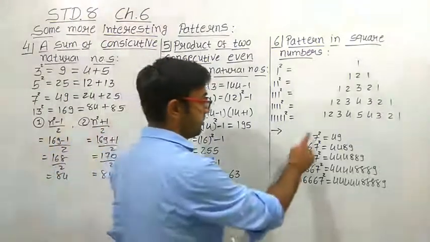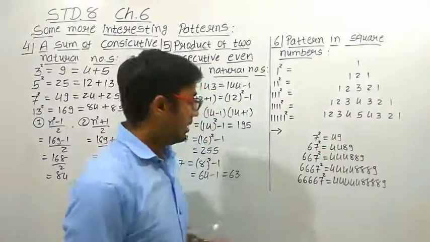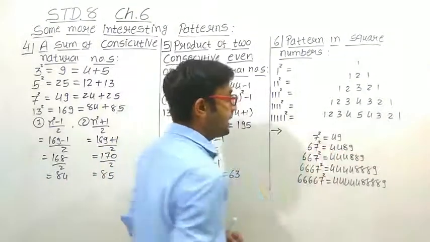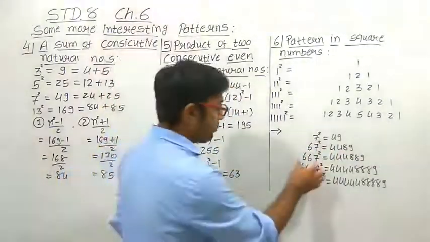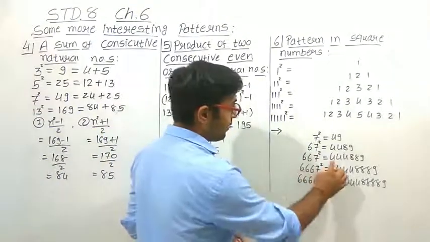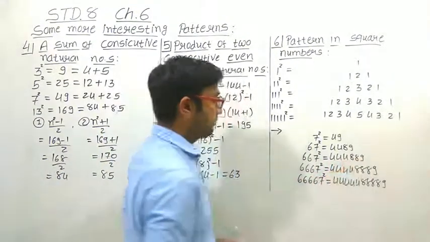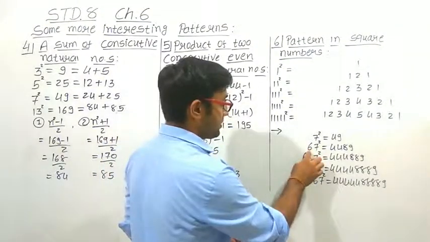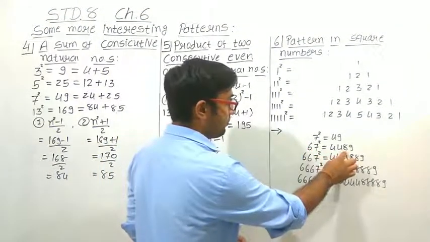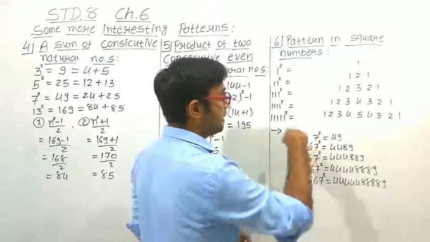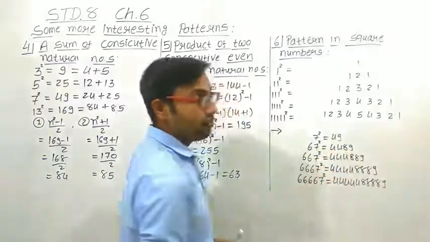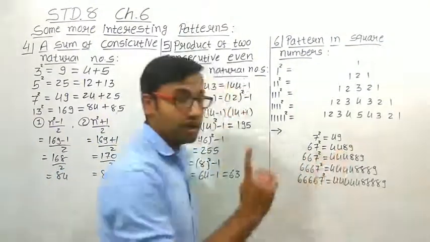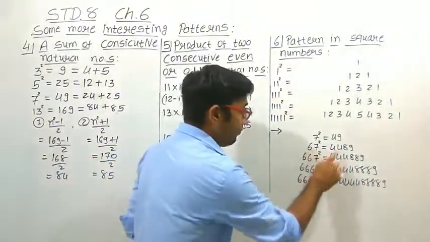If we do 7 square, we get 49, right? Then by doing 67 square, we get 4489. If we do 667 square, we get 444889. So you can see that for the number of 6s, we get the same number of 8s. And for the number of 6s, we get one more of the number 4. Here 6 is one time, and 8 is also one time; 6 is one time, 4 is two times.